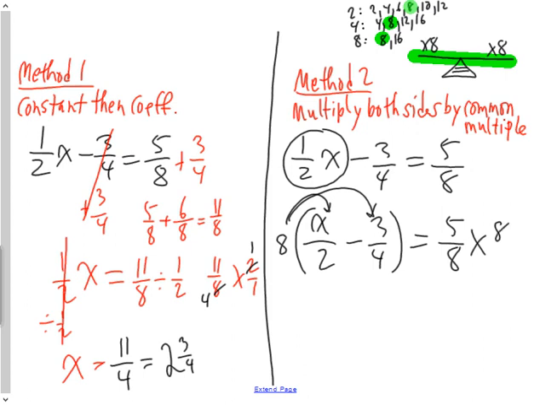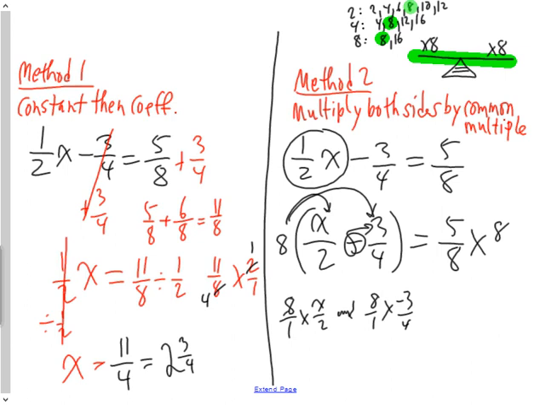Now what I'm going to do is rewrite this as 8 over 1 multiplied by x over 2. And I'm going to write it as 8 over 1 multiplied by a negative 3 over 4. Now notice, this negative sign, I'm going to just leave with the numerator. It's going to help you here in a second.